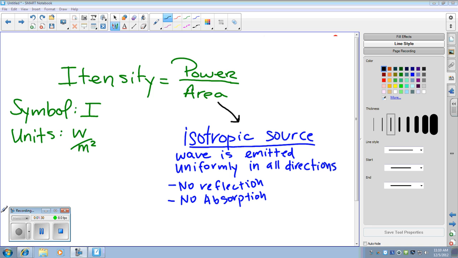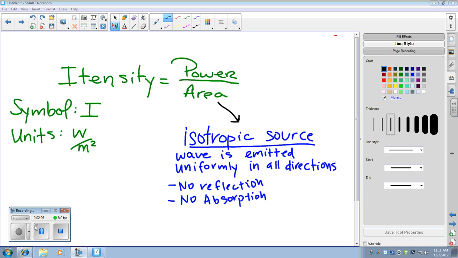A lot of times when we think about the sources of the waves, we will reference them as isotropic sources, meaning that when the wave is emitted, it's uniform in all directions and there's no reflection or absorption of the wave as it goes from the source to the receiving end, whether that's your eardrum or your eye or maybe the radio antenna in your car if you're listening to a radio wave. So again, we think about the isotropic source as being a wave that's emitted uniformly in all directions.